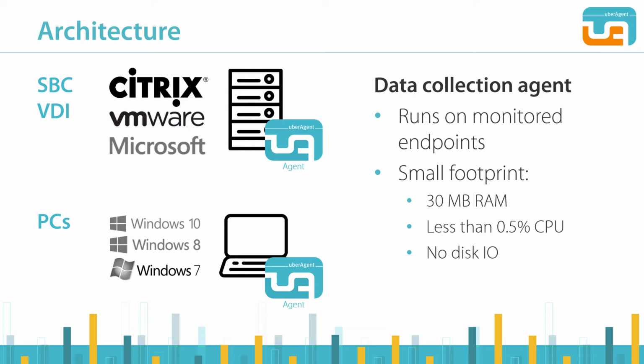We're aware that we're not the only ones with an agent on your systems. You may already have a backup agent, a software deployment agent, 5 different antivirus agents, and so on. That's why we come with a small footprint. We use approximately 30 megabytes of RAM, less than 0.5% CPU, and no disk I/O at all, because the agent runs entirely in RAM. The only time Uber Agent touches the disk is when it writes to its log file.